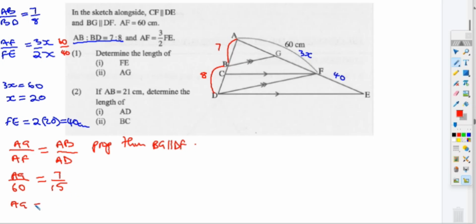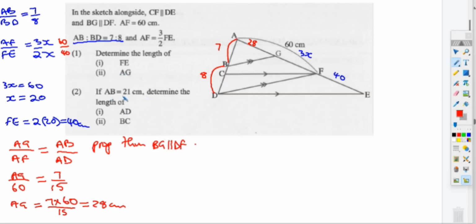So AG here is equal to 7 times 60 there, divided by 15. 15 goes into 60 4 times, and then if you multiply by 7, that gives you 28 centimeters. So we are saying AG here is 28 centimeters. That is AG. Let's go to the next question.